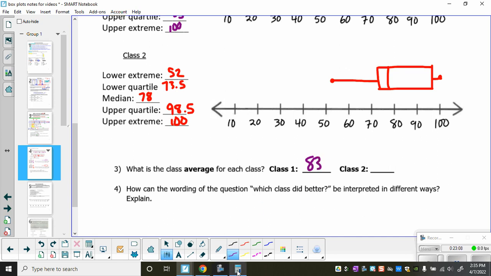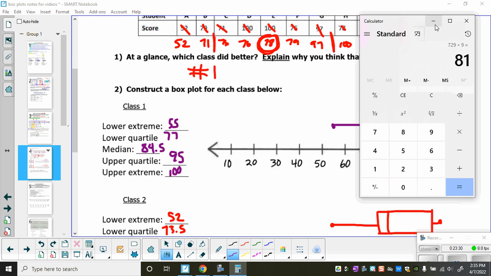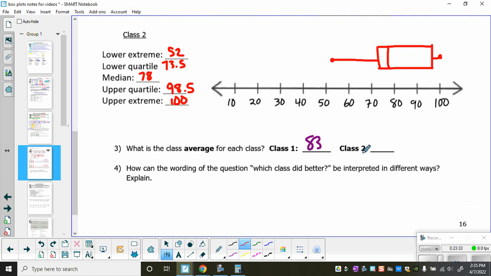Okay. Now the other class, we had the 100s we know we started out with. Then there's a 97, then a 79, 78, a 76, another 76. We got a 71 and a 52. And if I divide that by the 9 students, that average was an 81. So looking at the class averages, the first class did slightly better.